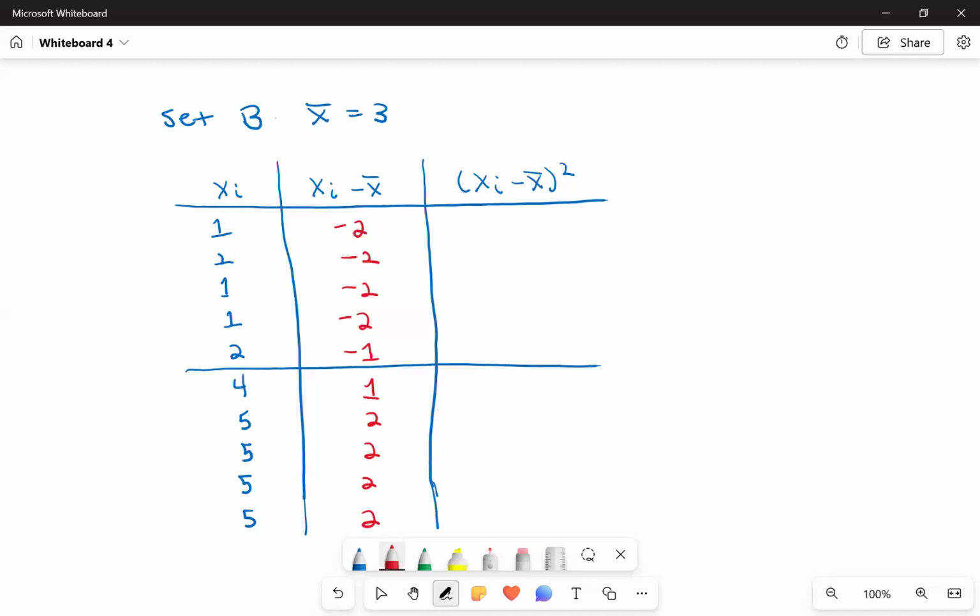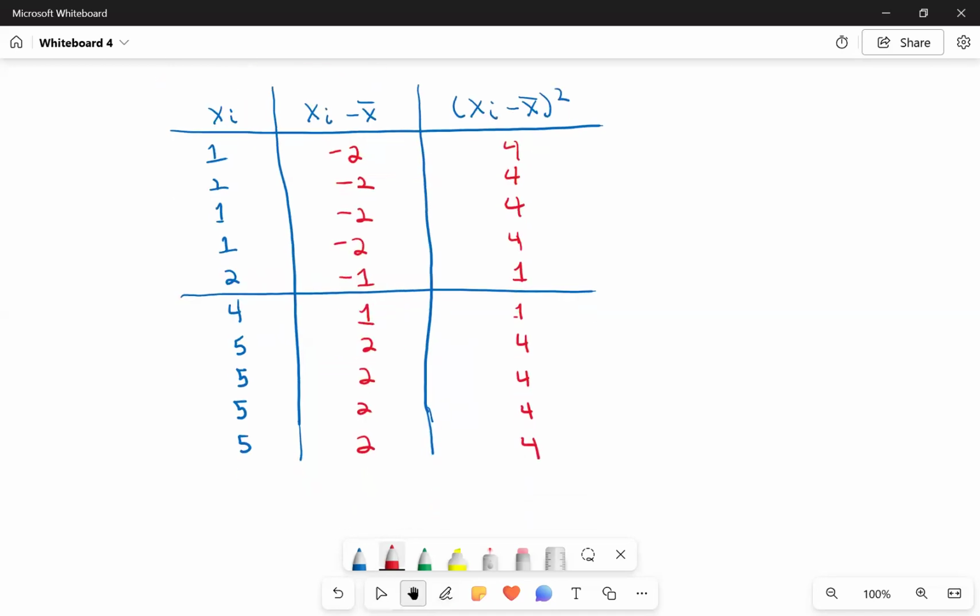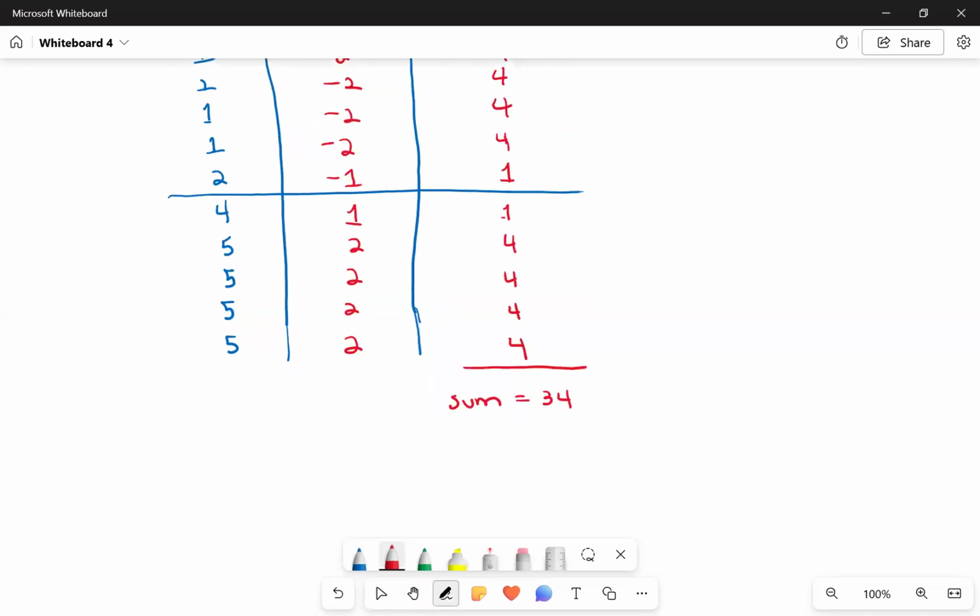Now I'm going to square each of these. -2 times -2 is 4. -1 times -1 is 1. 1 times 1 is 1. 2 times 2 is 4. There we go, there's the squares of those differences. Now I'm going to sum them. Lots of 4s here: 1, 2, 3, 4, 5, 6, 7, 8 4s, which is 32. Adding those two 1s, it's going to be 34. You can get your calculator though, of course.